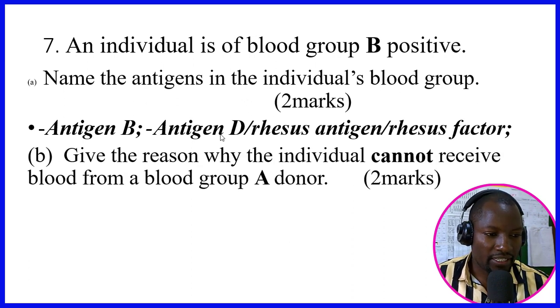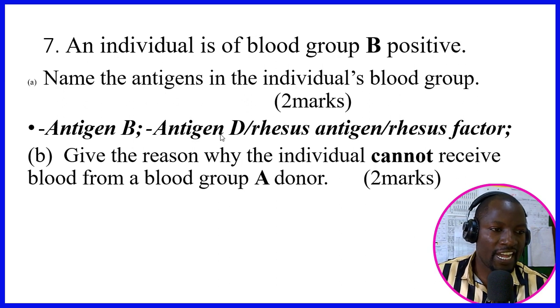Give the reason why the individual cannot receive blood from a blood group A donor. Now, a blood group A donor has antigen A, but the same donor has antibody B. The blood group B individual, who is the recipient in this case, has antigen B, but has antibody A.